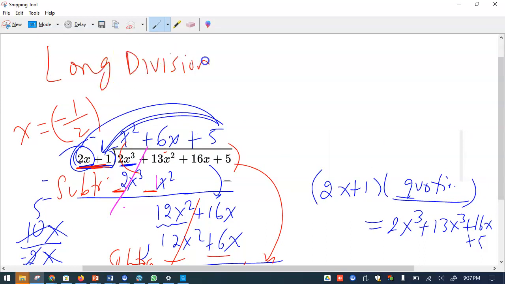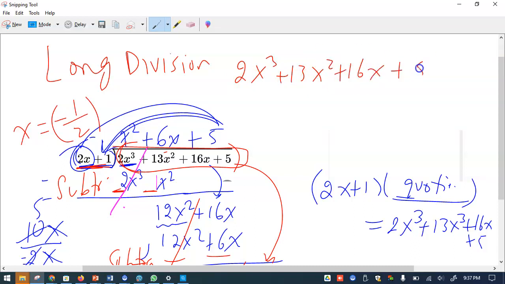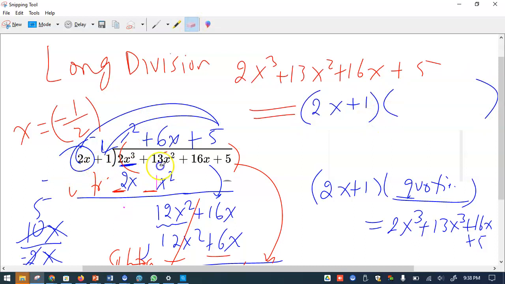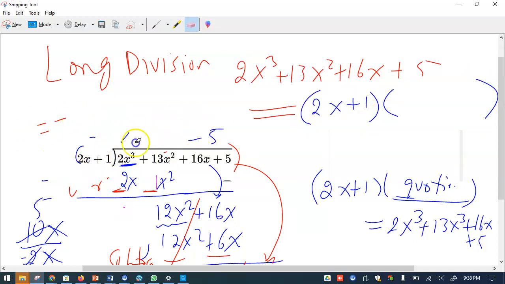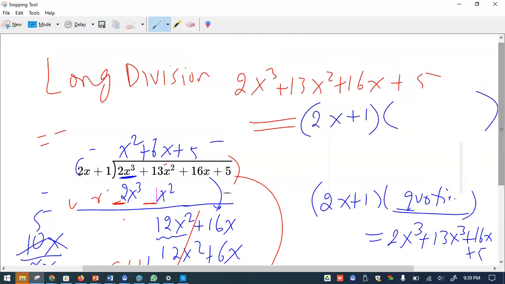What did we learn from here is this was the dividend. Look at that. So it was 2x squared plus, okay. And all we did was equal sign. We used the divisor, which is 2x plus 1, times, and now the quotient is this, the top part in the long division. Oh God, I forgot what it was. Wait a minute. There you go. You got this. This is the quotient, which is x squared plus 6x plus 5.